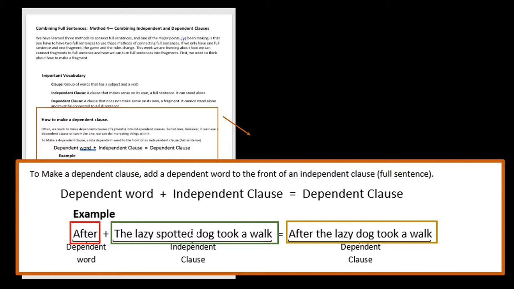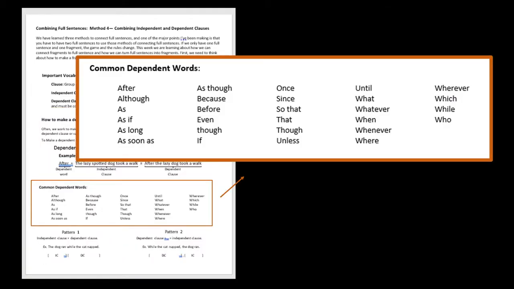You'll notice that these dependent clauses leave you hanging. After the lazy dog took a walk, then what? And that's how you develop a sense to hear that and know that that's a dependent clause. Also, you start to get good at noticing dependent words. So, this is a big list. You don't have to memorize them all. Memorize a handful that you can use repeatedly, and you'll start to recognize them when you see them and know, hey, this is a signal that what comes after it is a dependent clause, dependent on something else.